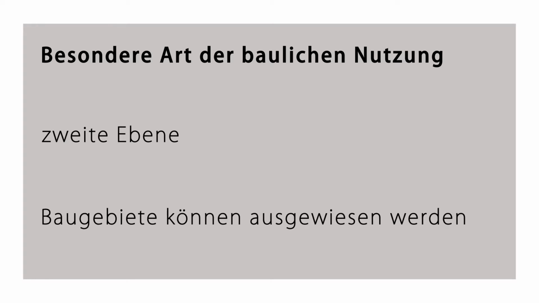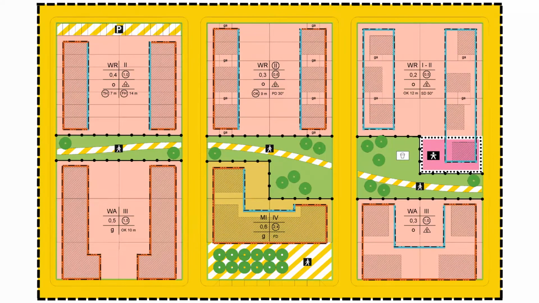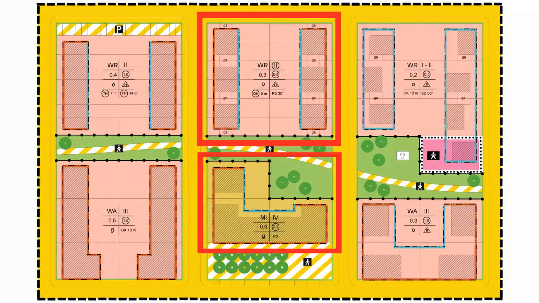Let us now look at the besondere Art der baulichen Nutzung. The besondere Art der baulichen Nutzung is the second level of the Art der baulichen Nutzung. It is used to define Baugebiete in the Bebauungsplan. Bauflächen are represented in different ways in a Bebauungsplan, as you can see here in our example of a Mischgebiet and a reines Wohngebiet.